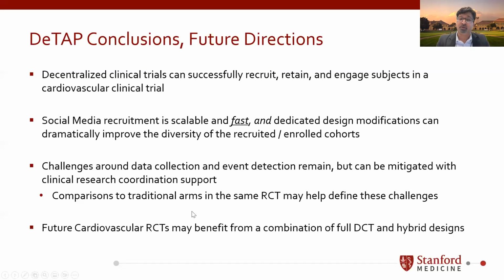So we want to compare that traditional arm to what was done. We had 6 total patients that came in through there. We had 94 patients coming through social media. So those patients did roughly the same in this very small sample size, but at a larger scale, those should be compared. And we really believe that a combination of DCT and hybrid designs could be enabled with some of these technologies.